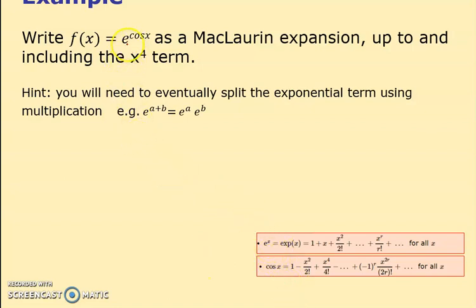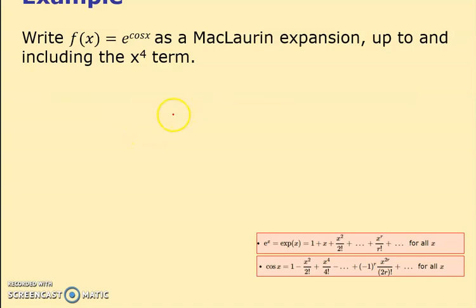And it's find e to the cos x. Now, e to the cos x doesn't require any special things, but it does tell me a little trick here. You may need to eventually split the exponential term using this trick. So let's try and do that and just bear that trick in mind.